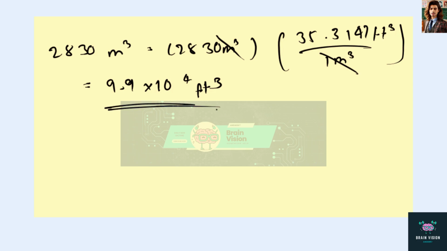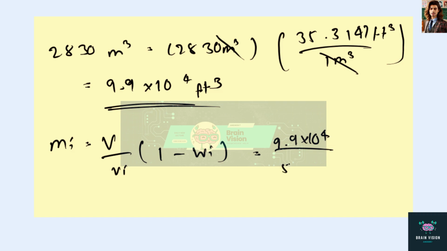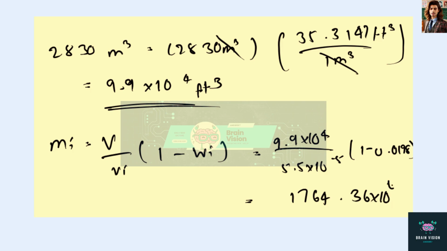So you can calculate the mass of the air at the inlet using the following equation. Mi is equal to V, volume, over vi, bracket 1 take away Wi. So we sub in some values for this. Mi is 9.9 times 10 to the 4, divided by 5.5 times 10 to the minus 5, then we multiply that by 1, take away 0.0198. We get a value of 1764.36 times 10 to the 6 pound per minute.